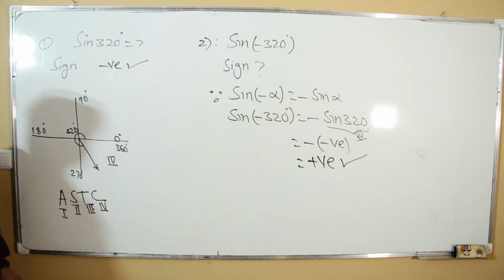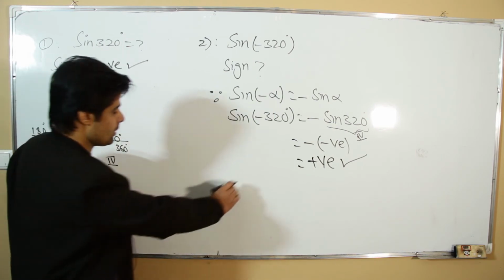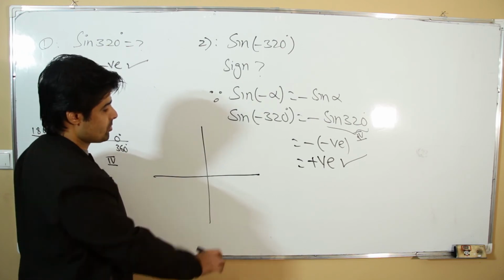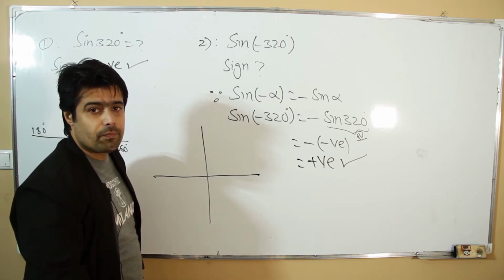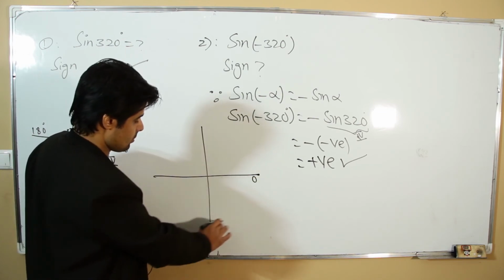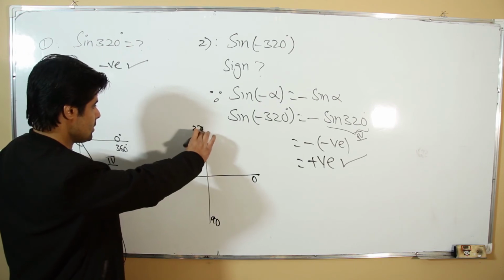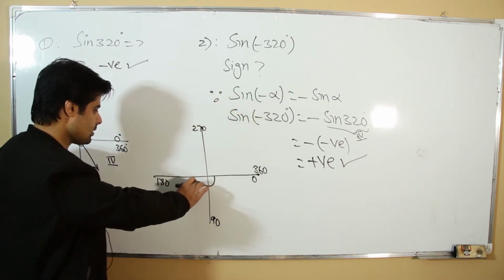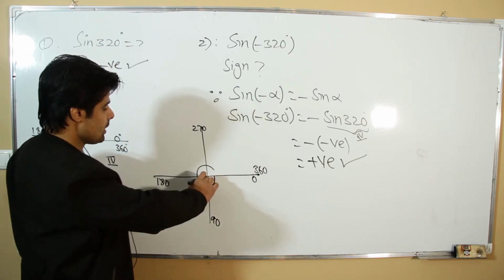Sine of minus 320, this one is positive. Also it is. Why? Because if we talk about sine of minus 320, what does it mean? It means the angle rotates clockwise. This is 0, this is 90, this is 180, this is 270, and this is your 360. If you turn clockwise, now 320 is here.